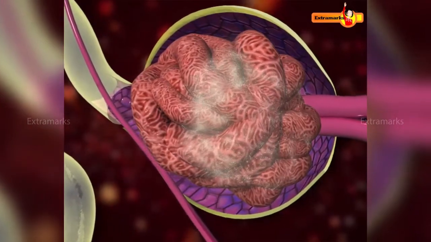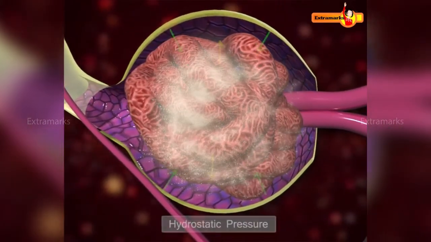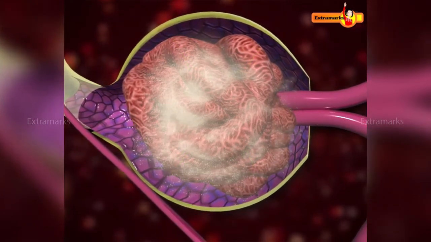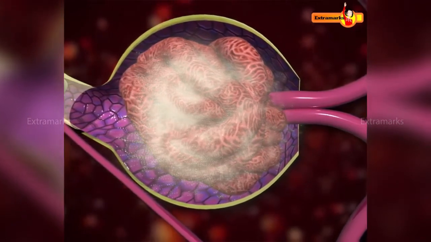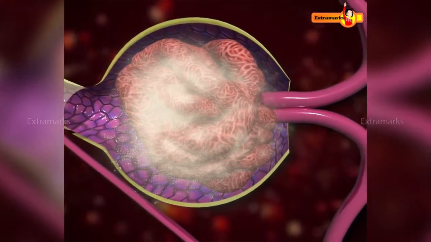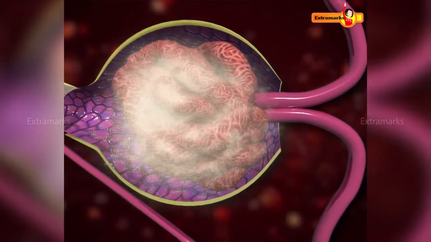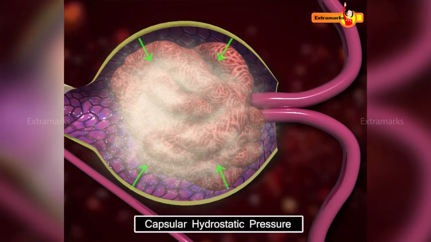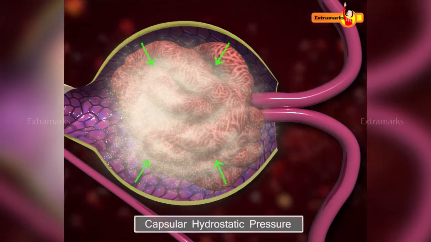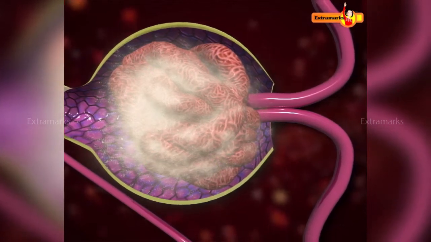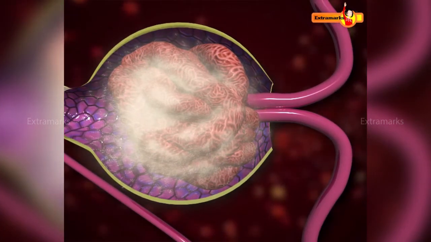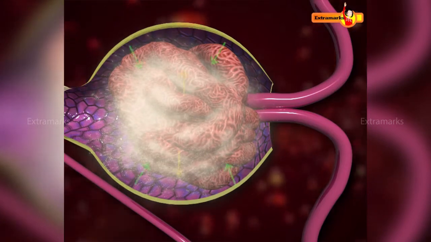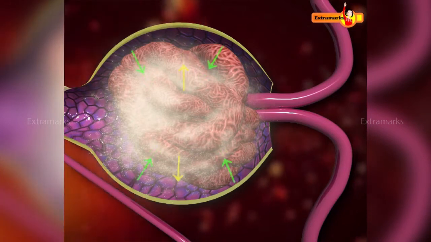The process of glomerular filtration is governed by the hydrostatic pressure. This pressure forces fluids through the glomerular membranes. Hydrostatic pressure is of two types, namely glomerular hydrostatic pressure and capsular hydrostatic pressure. The effective filtration pressure, EFP, or pressure gradient is the outcome of the interaction of these two types of hydrostatic pressures.